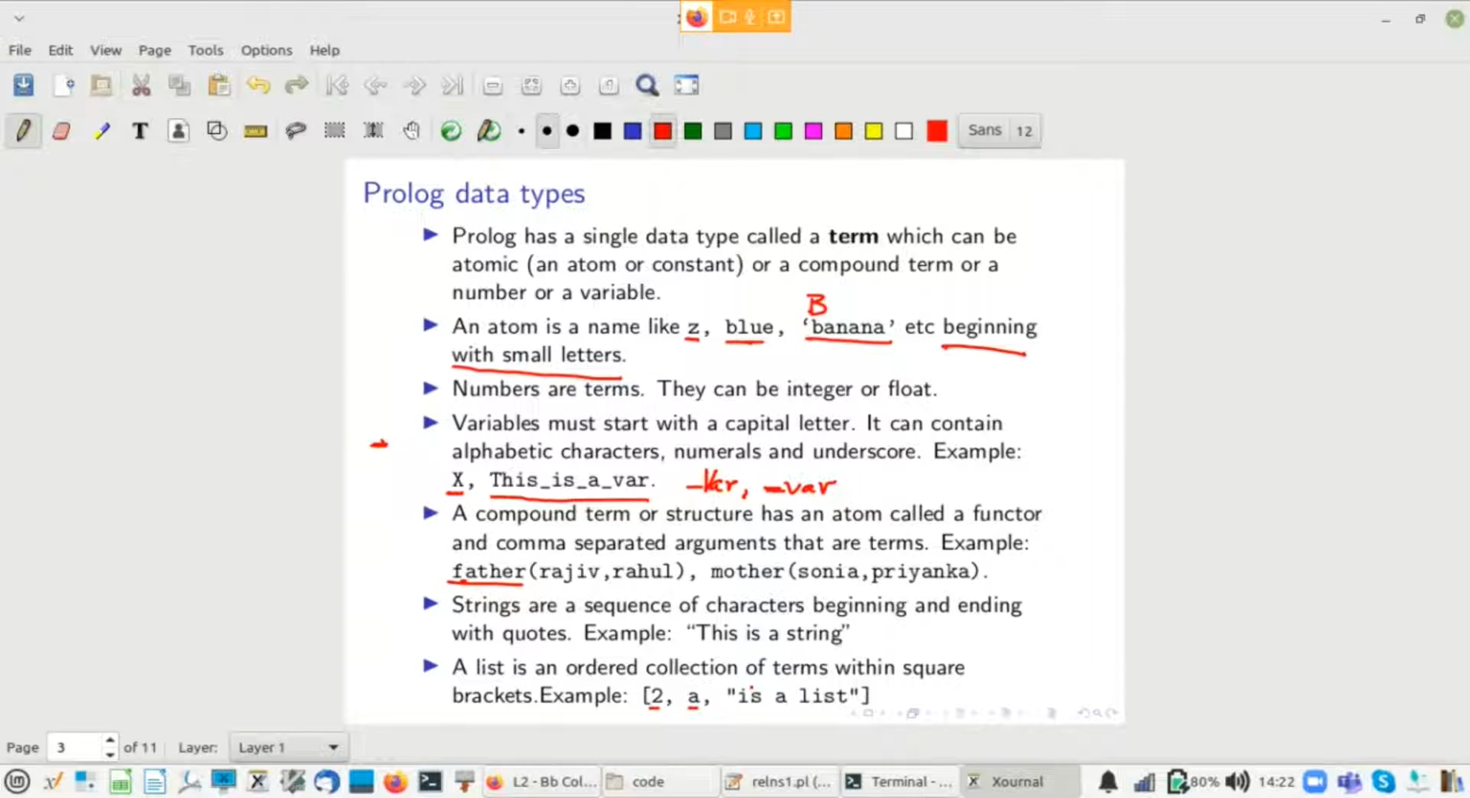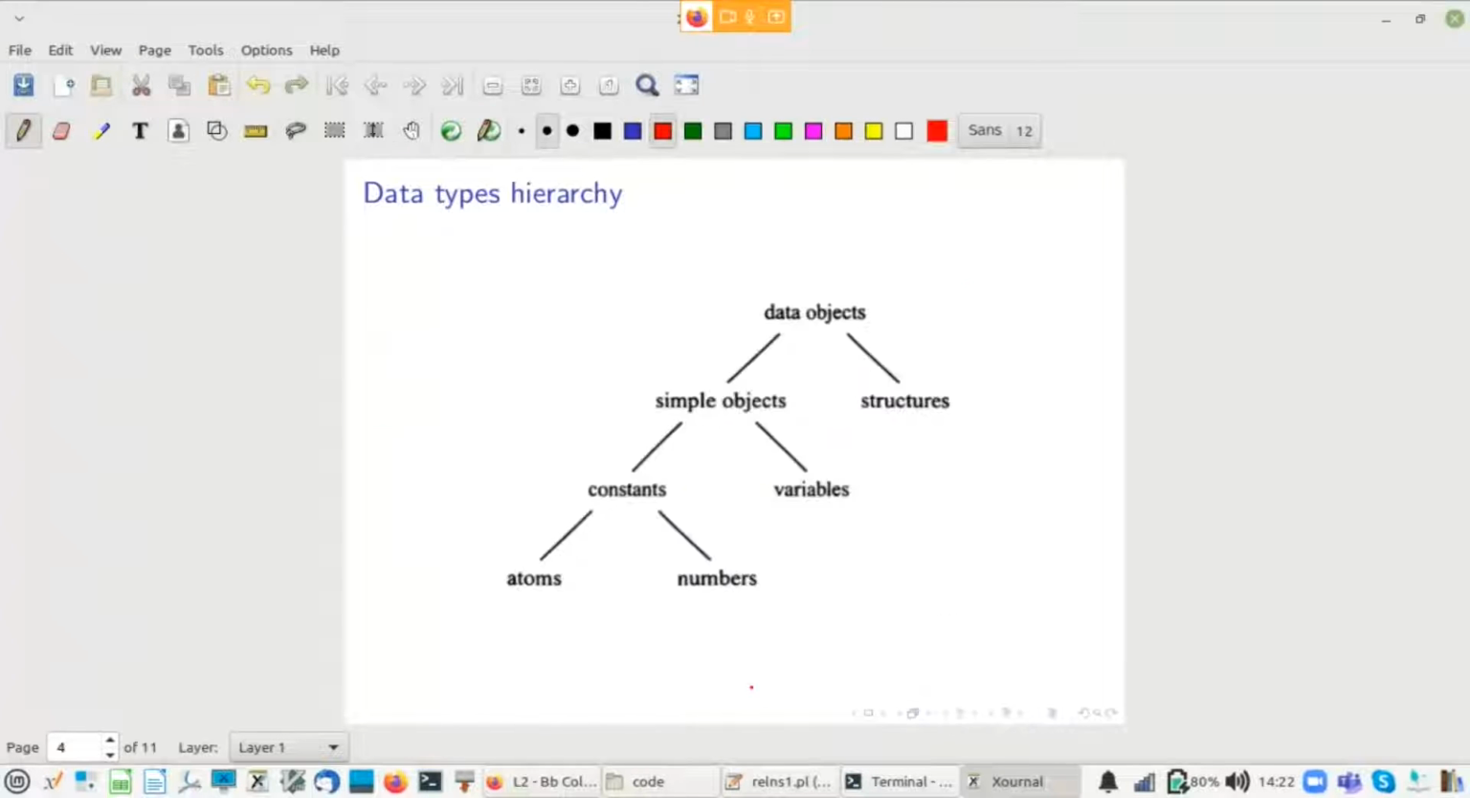So these are the kind of data types that you have in Prolog. Basically all of these are terms, and terms, as we saw, can be atomic or compound. If I go to this, this is what a term is: all data objects. They can be simple objects, which can be constants or variables, or they can be what are often called structures. These are your compound things.